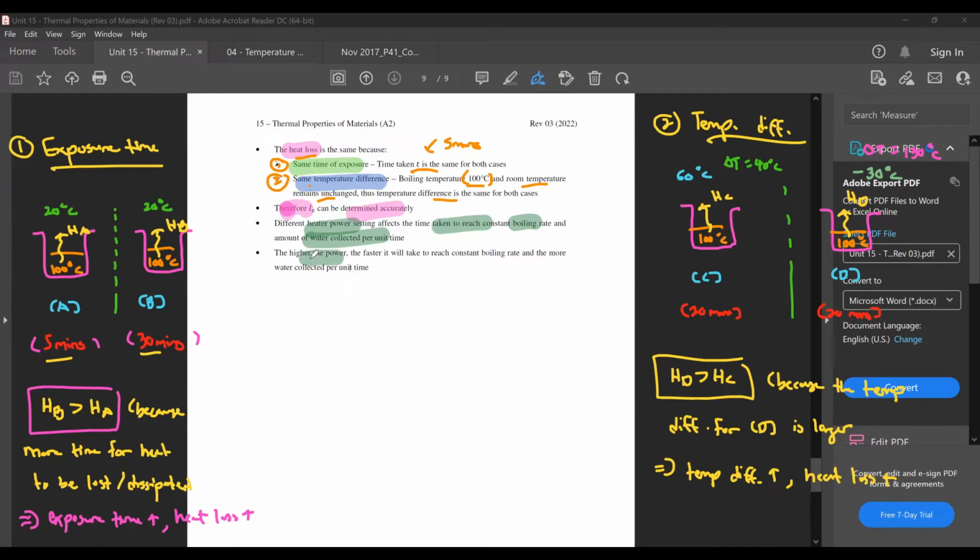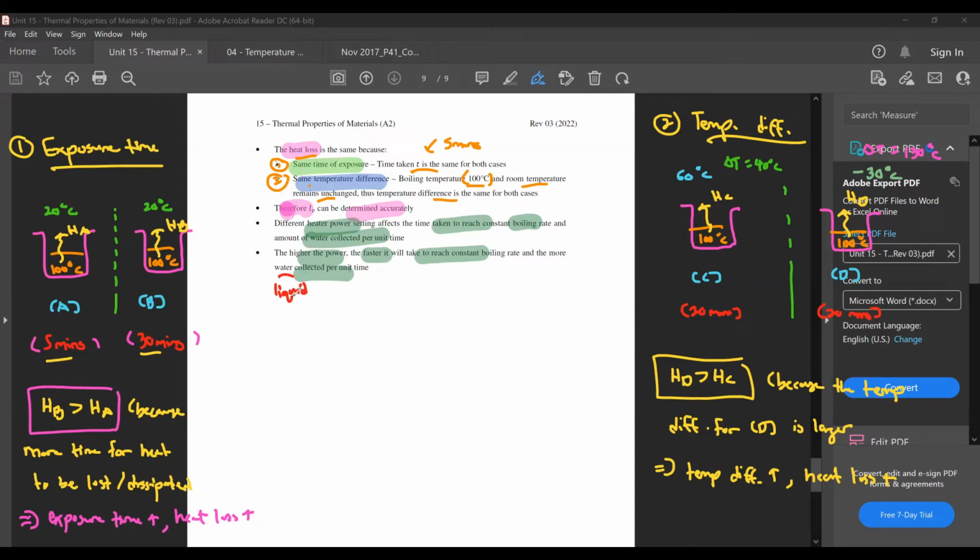If you're using a higher power setting, it just means that your liquid will boil faster, you will actually reach constant boiling rate faster, and at the same time, because you have more power, more heating, the mass collected per unit time is also going to be larger. Yeah, this one I think you can also just change it. Liquid, okay? Liquid collected per unit time.